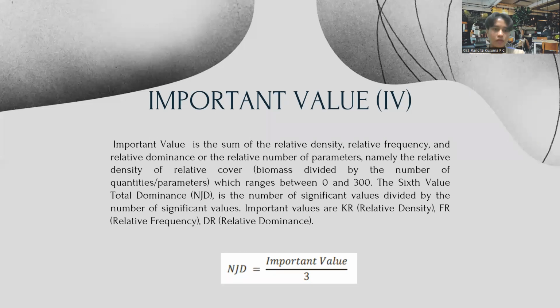Important value or IV. Important value is the sum of relative density, relative frequency, and relative dominance, or the sum of the relative quantitative parameters, which range between 0 and 300. The sixth, summed dominance ratio, SDR, is the important value divided by 3. The important values are KR, or relative density, FR, or relative frequency, and DR, relative dominance. SDR is the important value divided by 3.